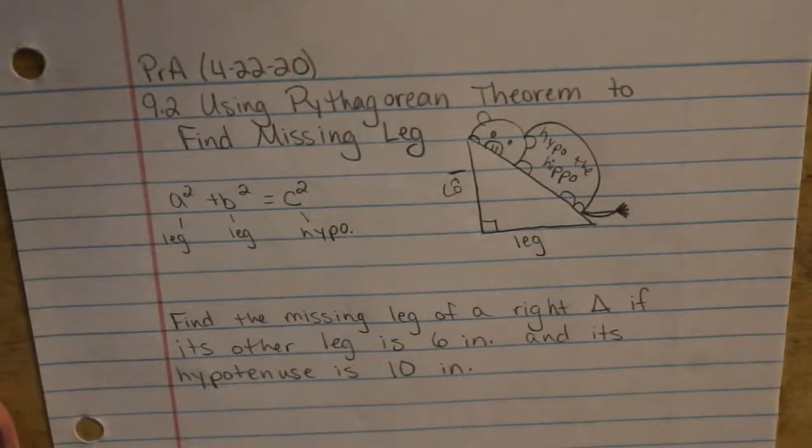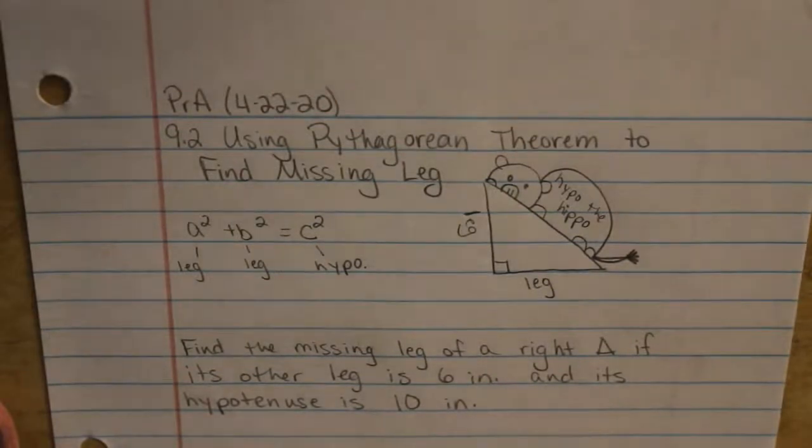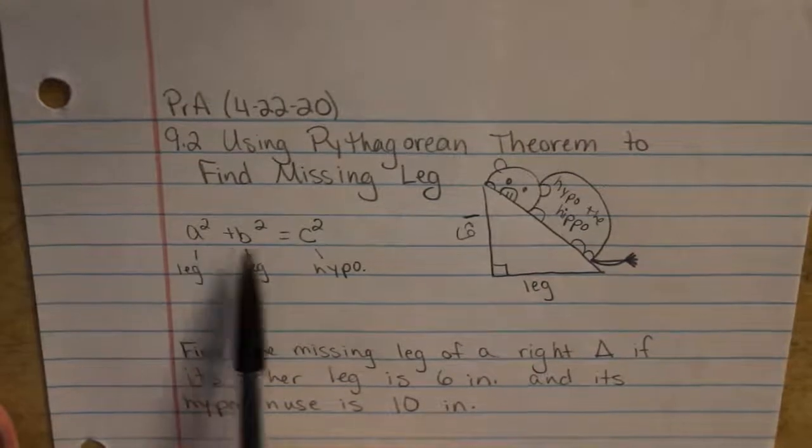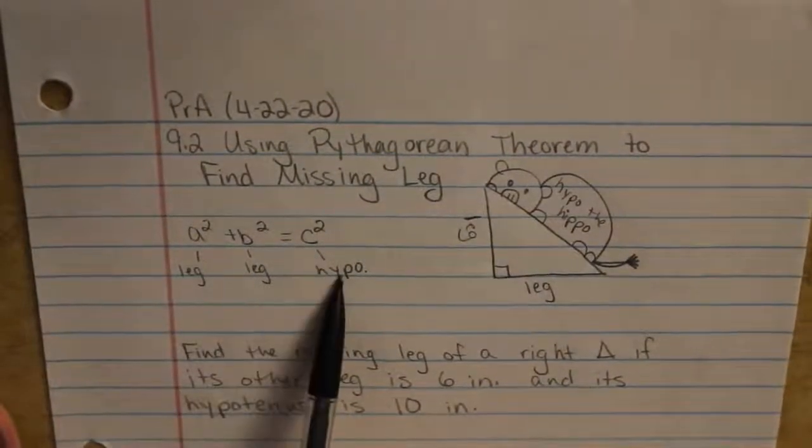Okay, today we are doing 9.2. Now 9.2 is a continuation of 9.1, so we're still using the Pythagorean theorem. So I rewrote it here, and I reminded you A and B are the legs, and C is the hypotenuse.